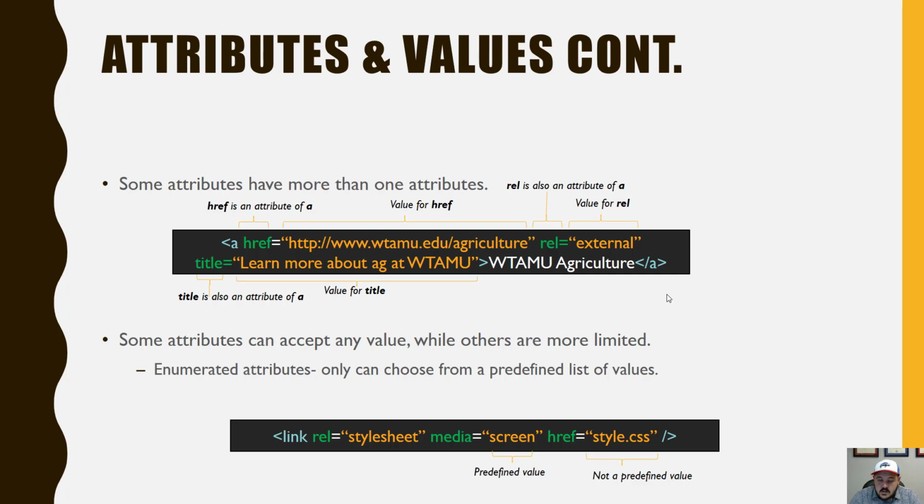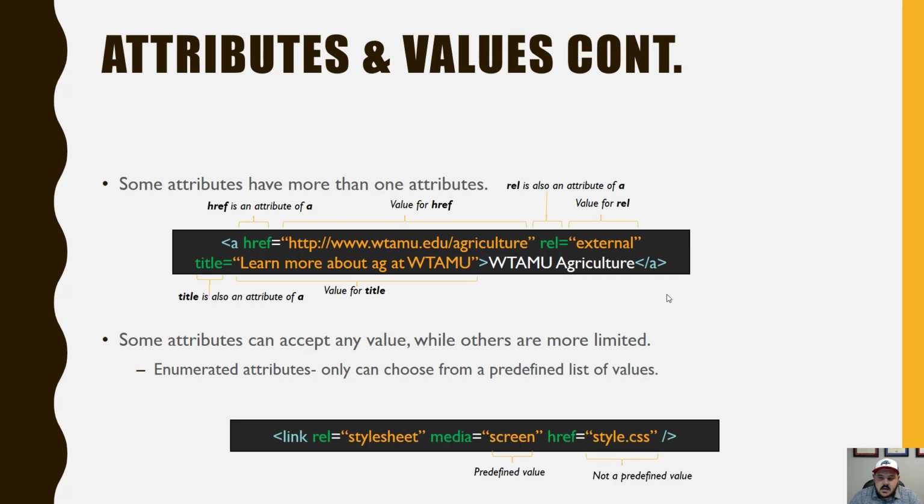We have a second attribute. Rel is also an attribute for A, and the value for rel is external. Same thing for title. Title is an attribute of A, and the value for title is "learn more about WTAMU agriculture."